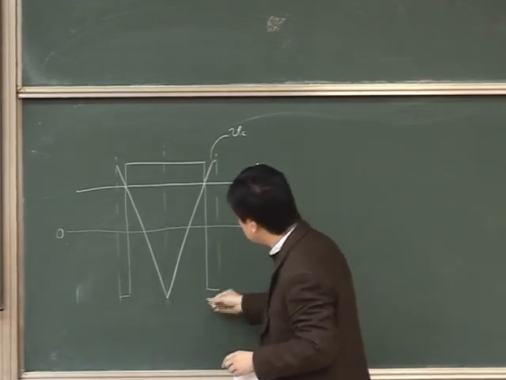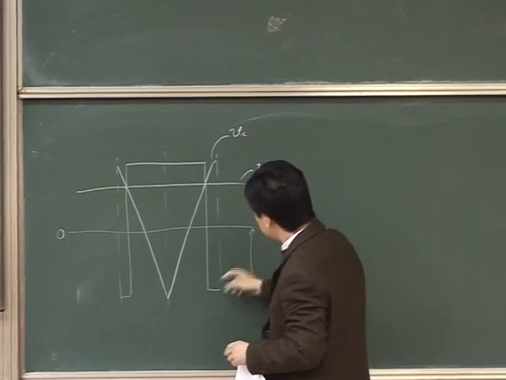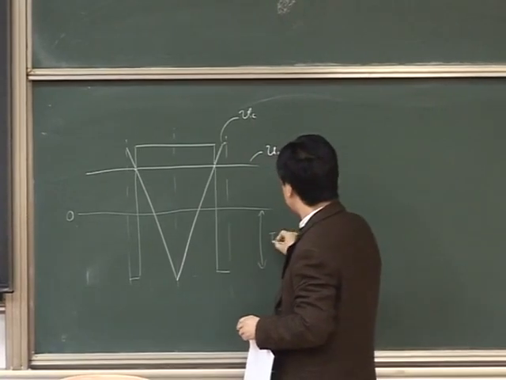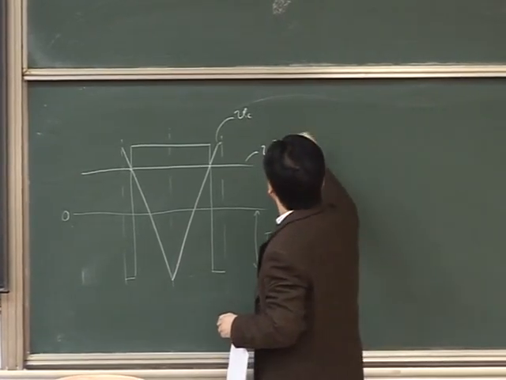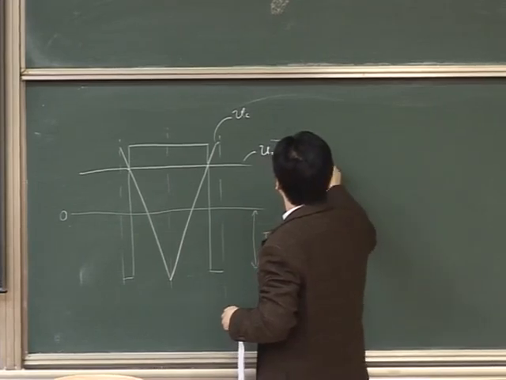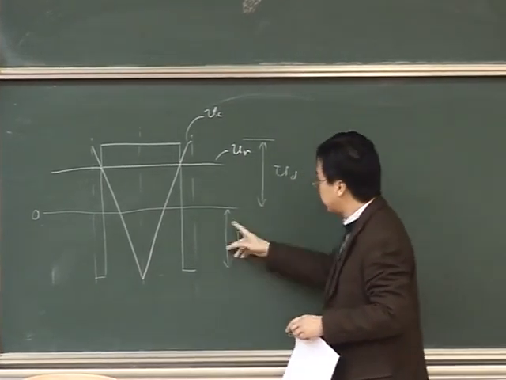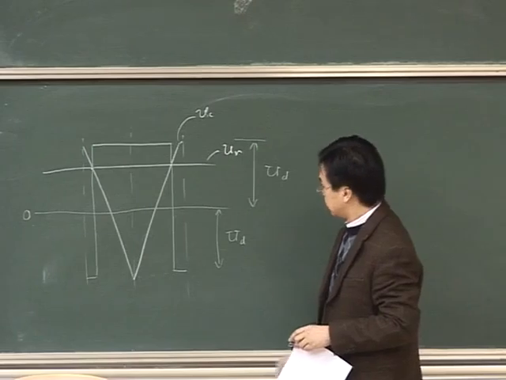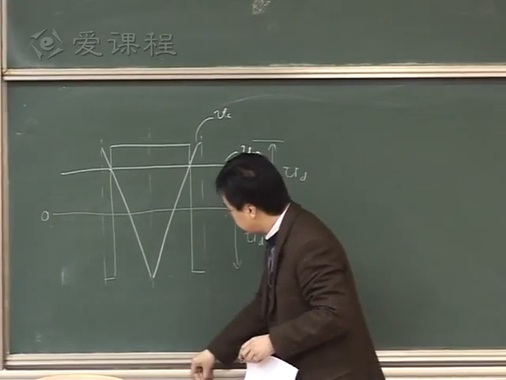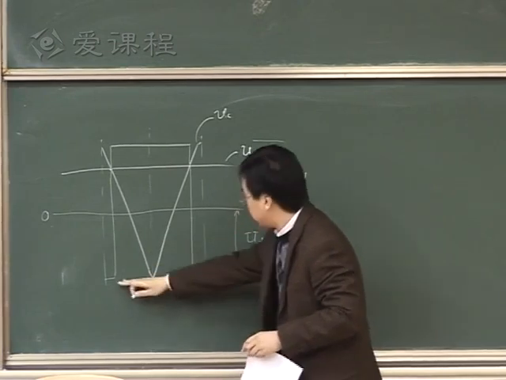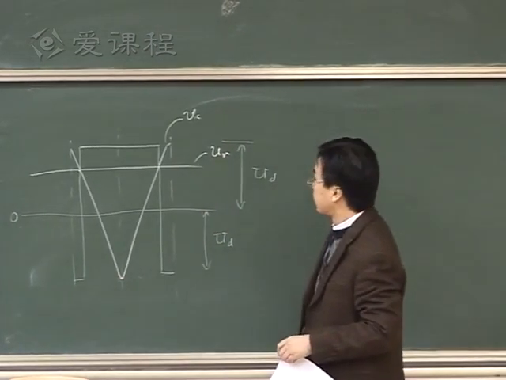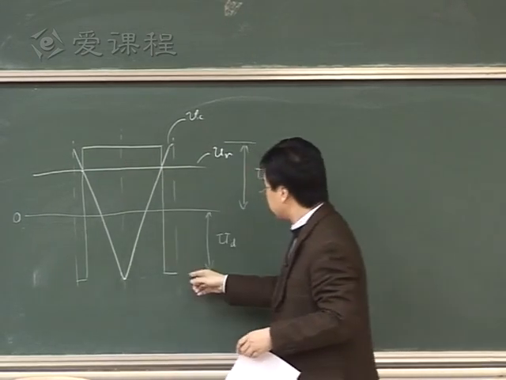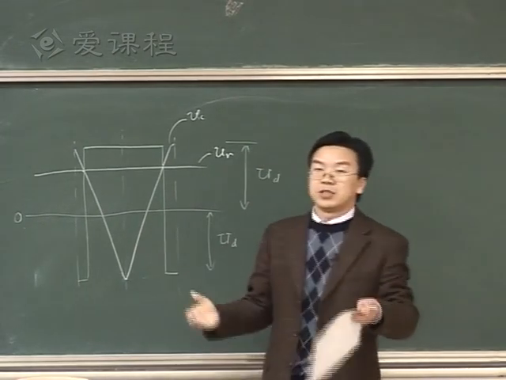As long as the magnitude of the square wave pulse is the same as the triangular wave pulse. Let me use UD to represent the magnitude of the triangular wave and this square wave pulse, to make it look the same. Okay, so this green pulse is the pulse I'm generating.